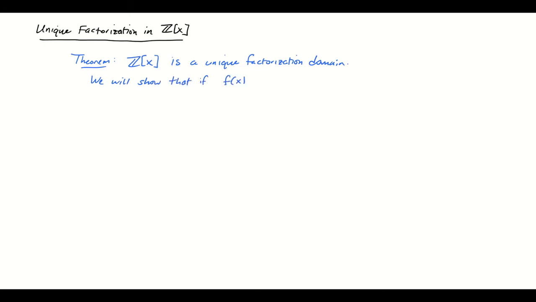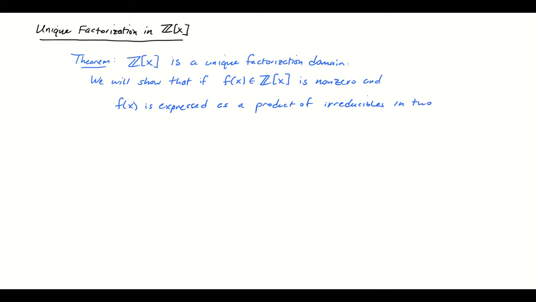that if f(x) in Z adjoin x is non-zero, and is written in factored form in two different ways, okay, so f(x) is expressed as a product of irreducibles in two different ways. Let's just say two ways because they really won't be different. Then the two lists of irreducibles must be the same up to order and associates.